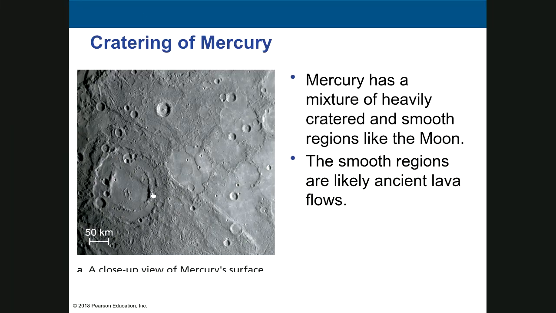This is a close-up view of Mercury's surface. If you're wondering how close, the scale of the image is given here. So that length is 50 kilometers. And Mercury has a mixture of heavily cratered and smooth parts of its surface. And the smooth regions are like the ancient lava flows. All right. And that's what lava does. It sort of smooths the surface. So if you have a lot of smoothness, that's indicative of ancient volcanoes.